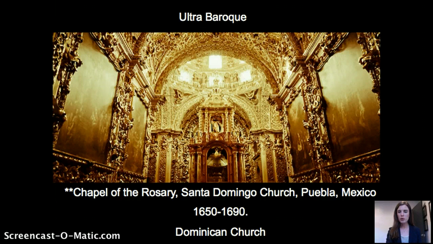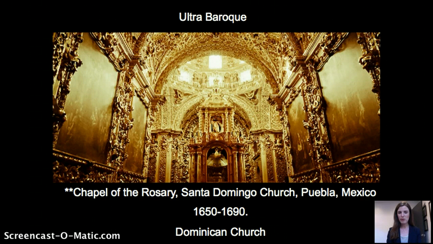So let's start off with one of the most famous structures in Mexico, considered one of the wonders, the Chapel of the Rosary. And this is in a church called Santo Domingo. It's associated with the Dominican order, a mendicant order, or order of monks. It's an order that was often associated with cities, so they would gather in cities as a way to create a faith community within the city and assist in the city.